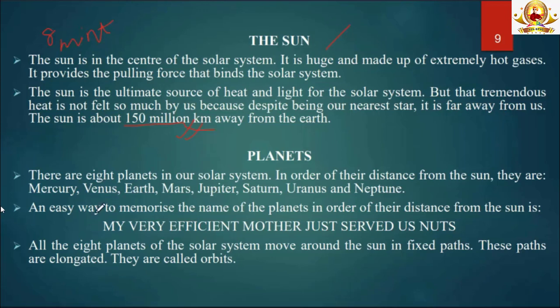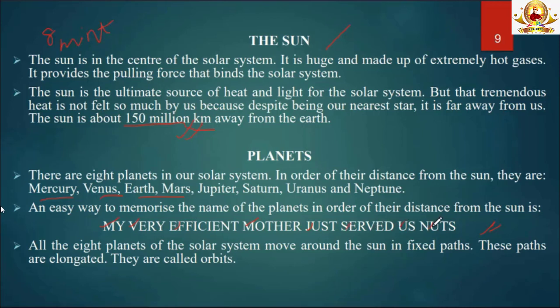So we know about planets, and we know there are 8 planets, which is Mercury, Venus, Earth, Mars, Jupiter, Saturn, Uranus, Neptune. And to remember this, there is this thing: my very efficient mother just served us nuts. M for Mercury, V for Venus, E for Earth, M for Mars, J for Jupiter, S for Saturn, U for Uranus, and N for Neptune.